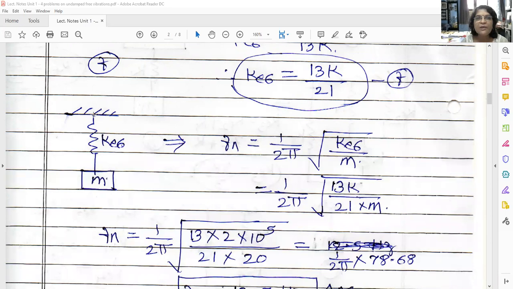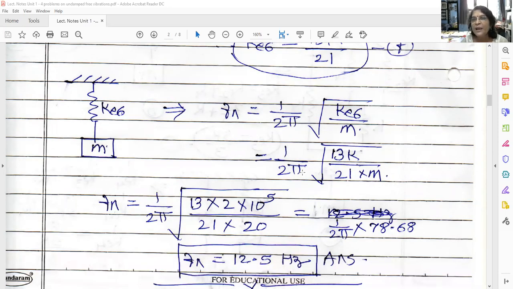Now this is our regular spring mass system. You are familiar with this system. A spring having stiffness K and mass having mass M. How to find out the natural frequency of this spring mass system? Fn is equal to 1 upon 2 pi square root of K upon M. Now here instead of K, it is Ke6, that is equivalent spring stiffness of all the springs, whatever we had connected. Okay.